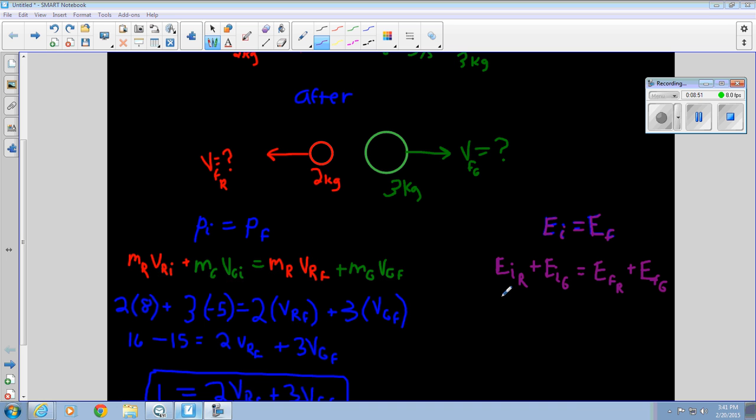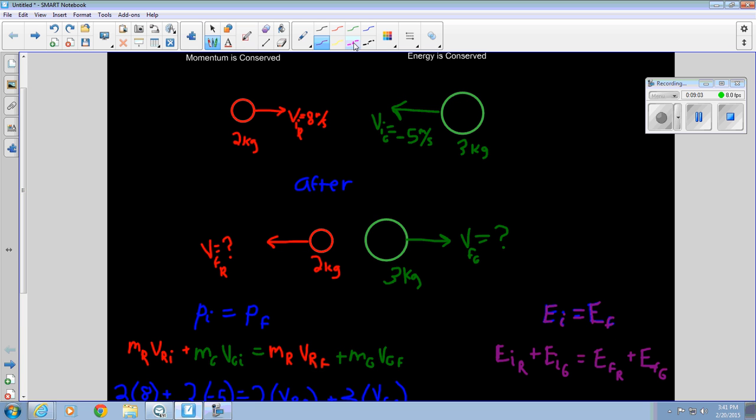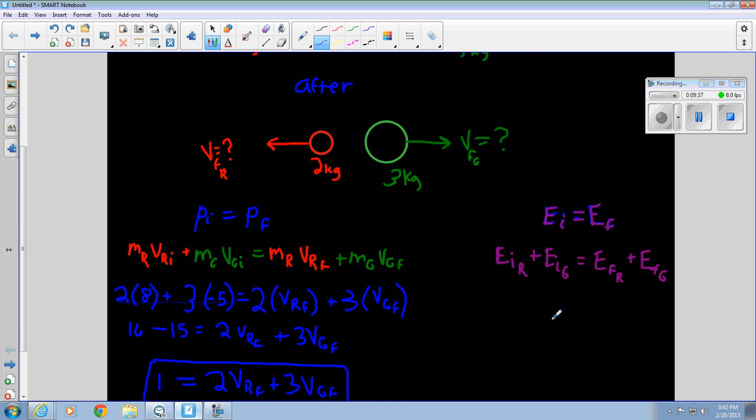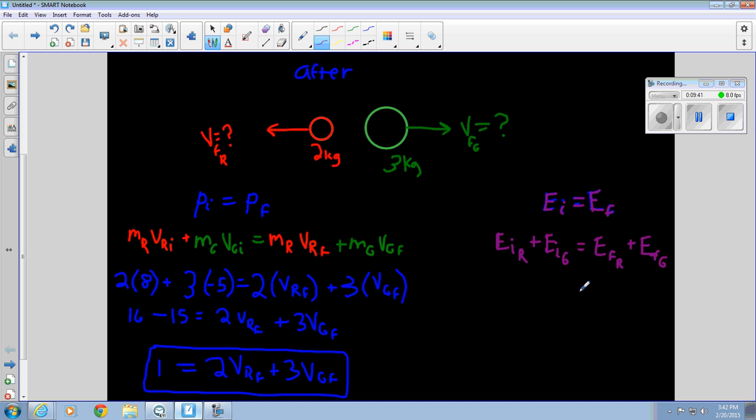Now what are the energies that make up the red ball? We don't have to worry about potential energy, because we can assume that our potential energy line here has a height of 0, so they both have 0 potential energy. We're going to assume they're at the same level. So we only have to deal with kinetic energy. We need the kinetic energy initial of the red ball plus the kinetic energy initial of the green ball equal to the kinetic energy final of the red ball and kinetic energy final of the green ball.